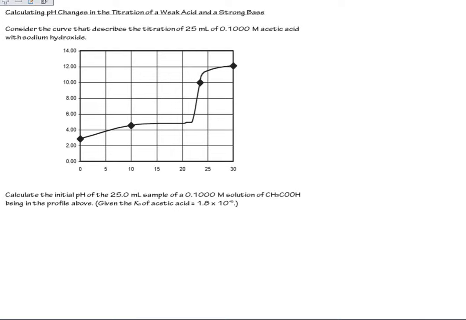In this video, we're going to look at calculating pH changes in the titration of a weak acid and a strong base. Our weak acid is acetic acid. Our strong base is sodium hydroxide. The axes aren't labeled on this graph. I don't know why, but this should be pH, and this is probably milliliters of sodium hydroxide.